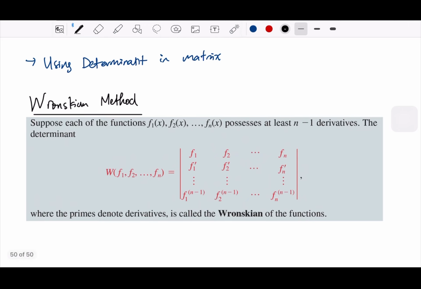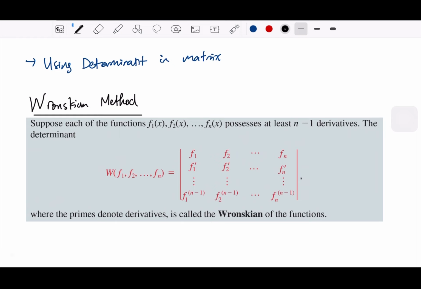So what does this Wronskian conclude about linear independence? This Wronskian is telling you the functions are linearly independent if the result is not 0. If the result is 0, that means they are dependent. So let me write.